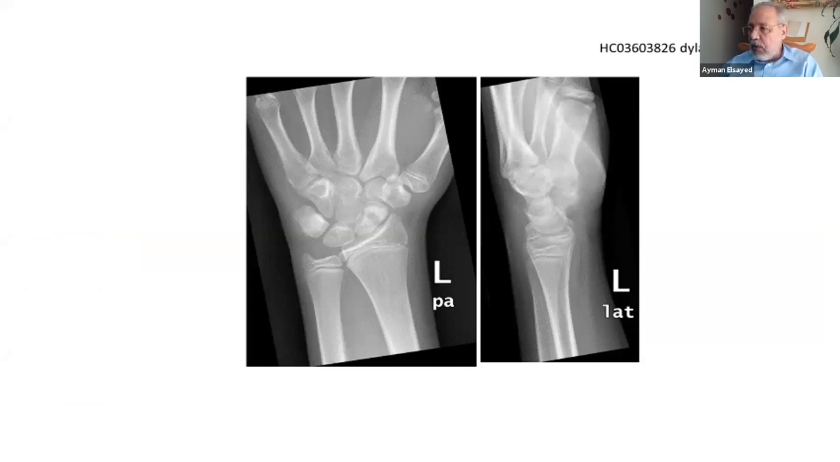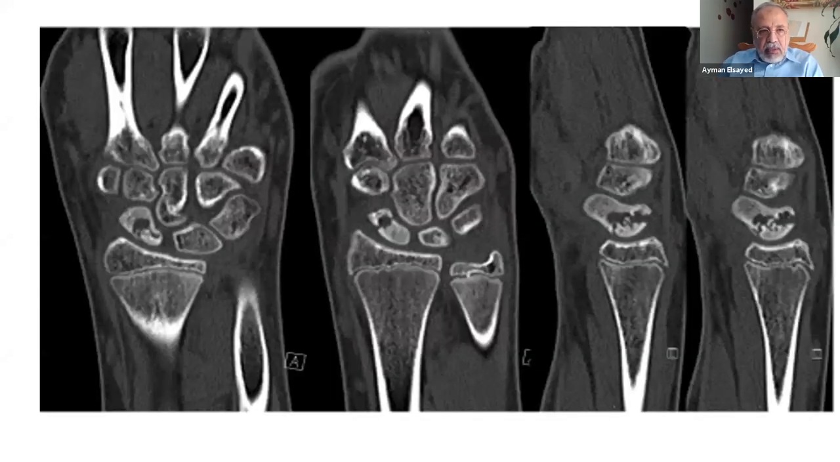This is a 13-year-old boy, highly competitive, playing golf. He had a history of falling down 1 year before coming to my clinic. This was his X-ray, which shows a lot of sclerosis of the scaphoid and a cystic formation in the middle. But this was his CT scan. It's a big cyst occupying most of the proximal and distal pole, and a small non-union of the proximal pole.